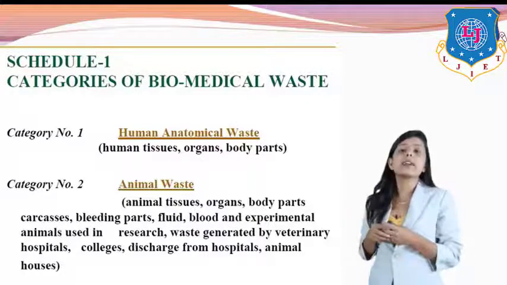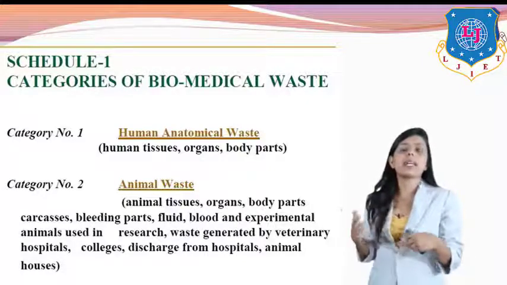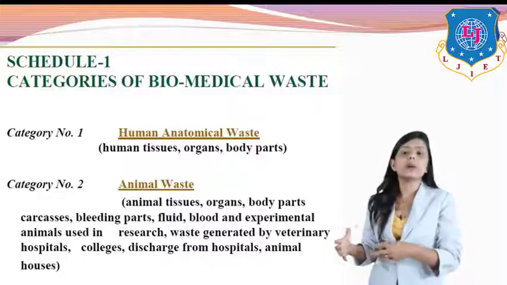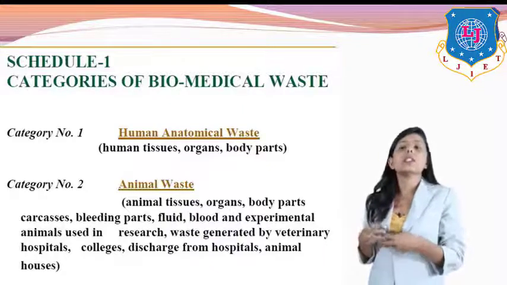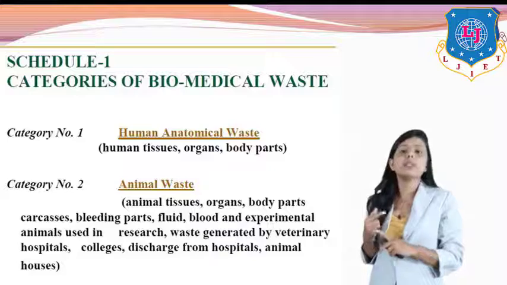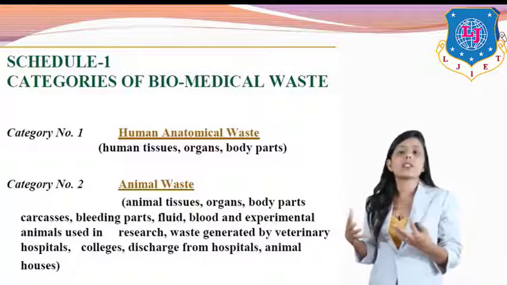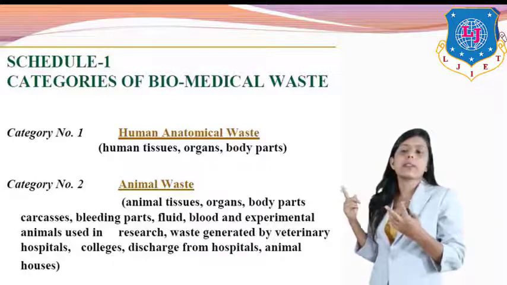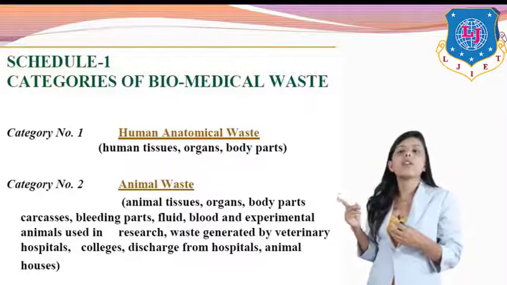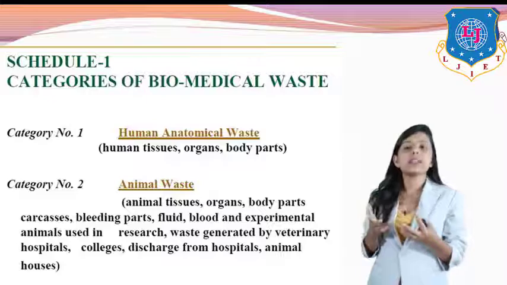So the first category is human anatomical waste. Any part of our body that is discarded or taken out from our body is known as category 1, human anatomical waste. Human tissue, organs, and body parts are in the first category.